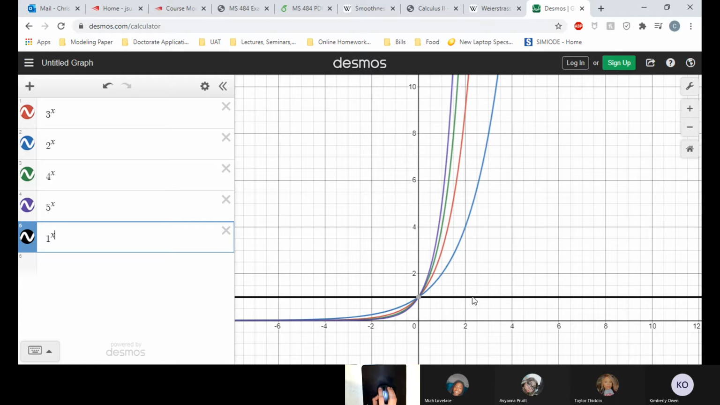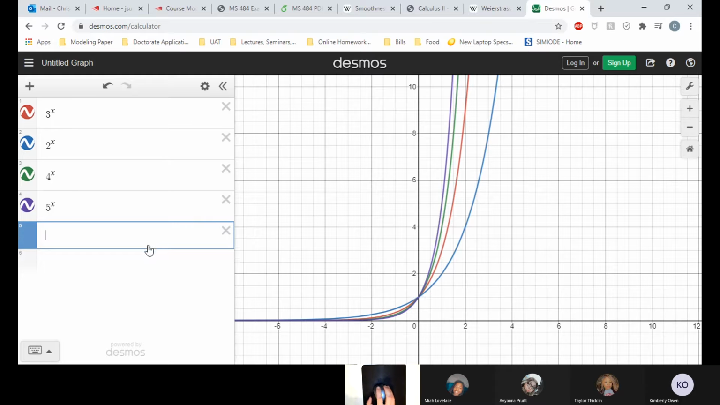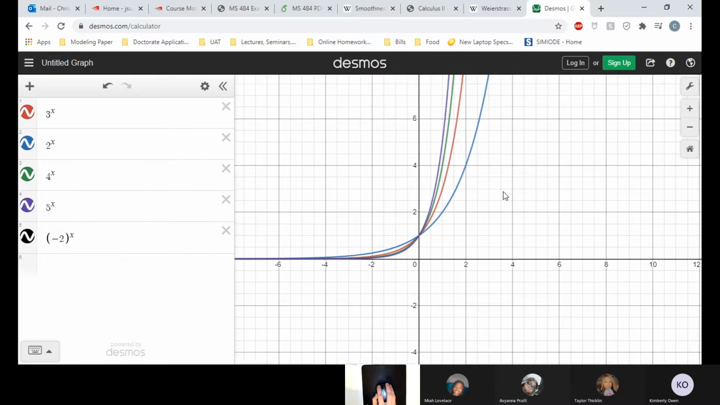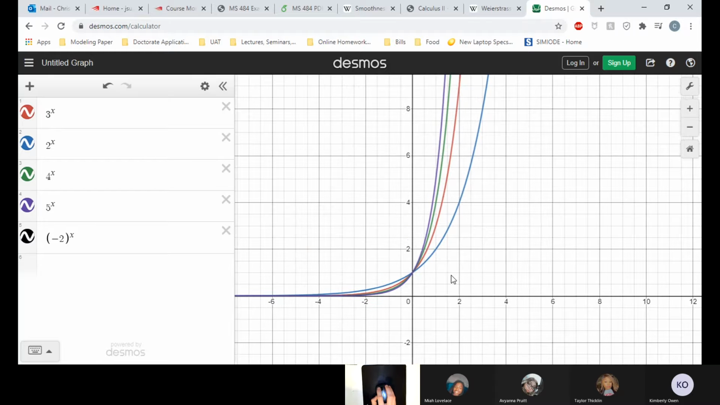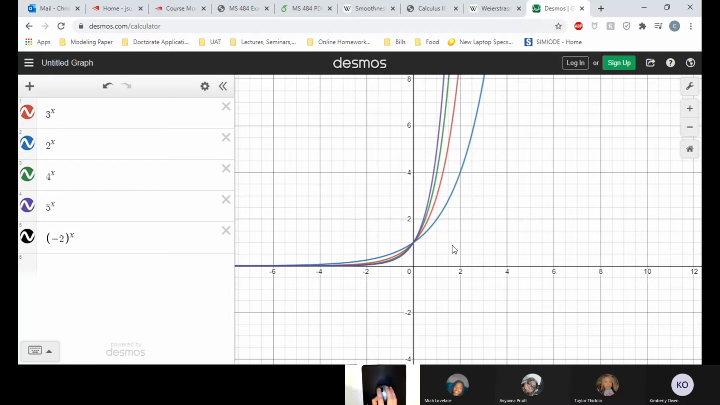In fact, it doesn't grow. It's constant. So this is not an exponential function, so we do not consider that. And we also do not consider negatives. What happens if I force a negative into the base? Yeah, Desmos doesn't even want to graph it. They should graph something. That's weird.